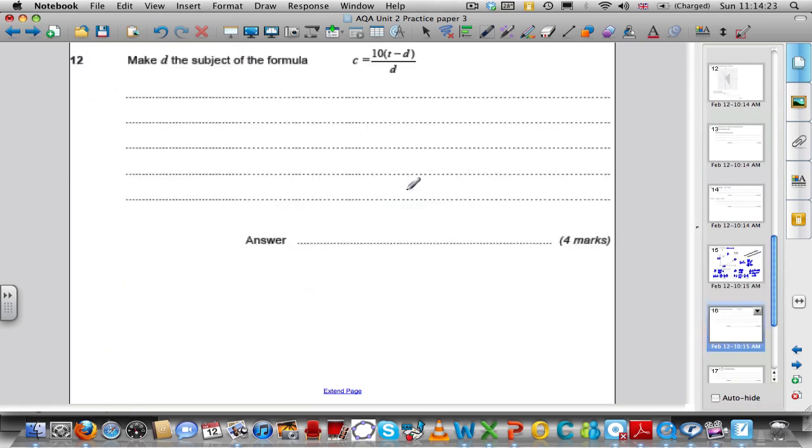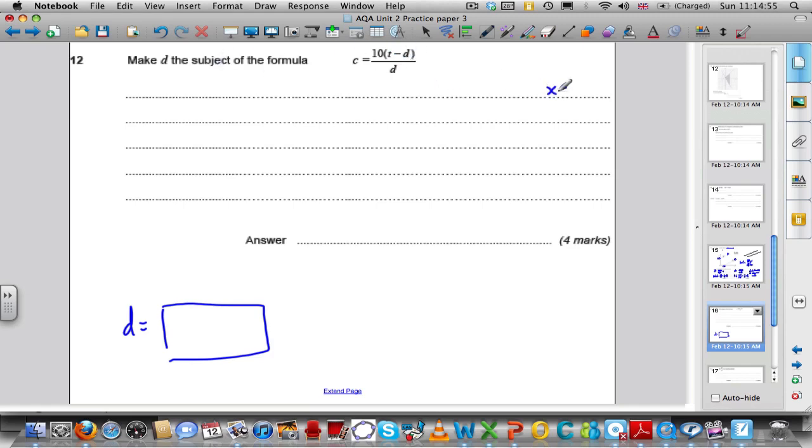Okay, question 12. Make D the subject of the formula. We've seen one like this before. We want to have D equal to an expression. In order to do that, you can't have a D on top of the fraction and D on the bottom of the fraction. You've got to take the D's so that they are all on the same line, and you've also got to release the D's from whatever brackets they're in.